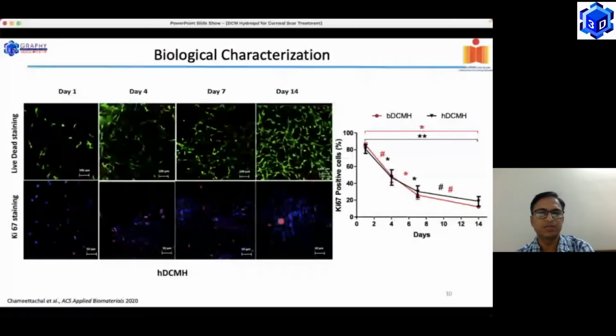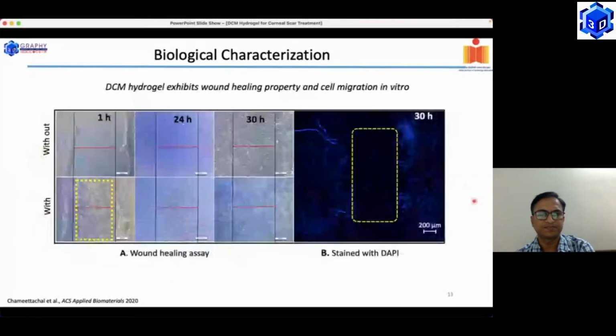The same with the HDCM, we have also observed the cells, and this is the Ki67 positive assay. We found that till day 4, the proliferation rate was very high, but over a period of 14 days, the proliferation capacity comes down.